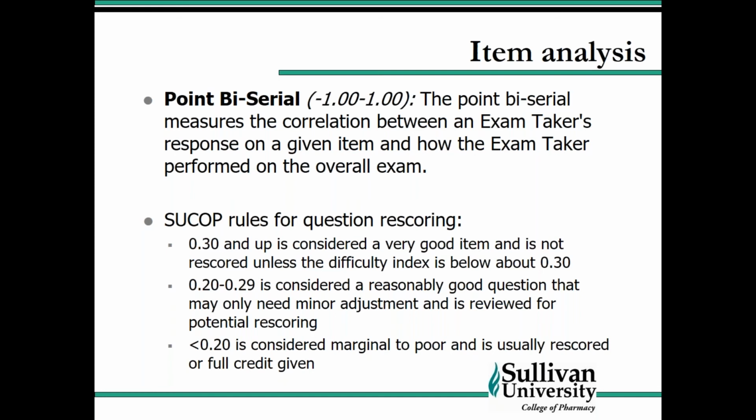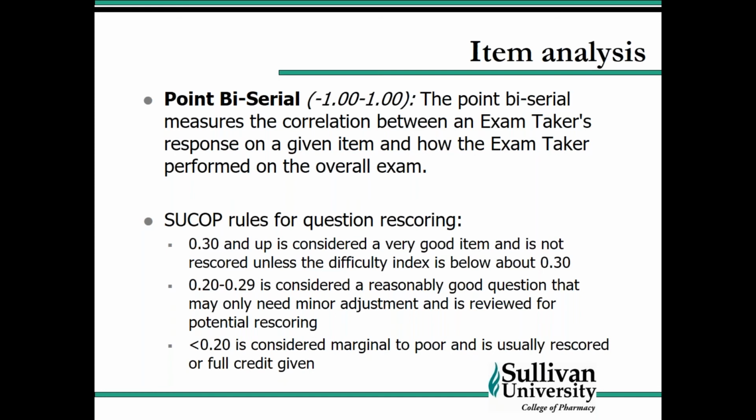Even if the question's good, conceptually they didn't get that. At a 0.2 to a 0.29, that's a reasonably good question. With some tweaking, it could probably be a great question, and those are questions that are reviewed for rescoring. When we talk about rescoring, we're talking about giving full credit for the question because maybe there's not another great answer to give, or maybe there was something confusing in the question. Or nine times out of ten, what we find is that there are maybe two answers that could be correct, and you can see why the students might select A and C versus just A if that was the correct answer.